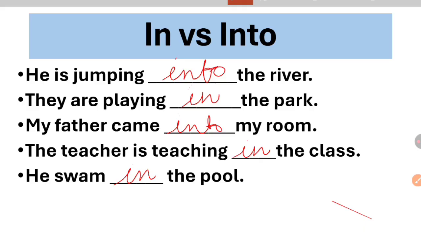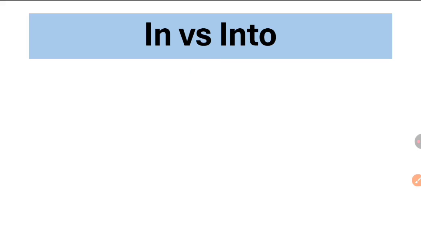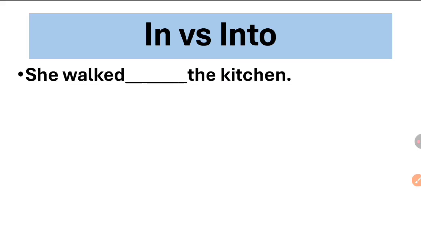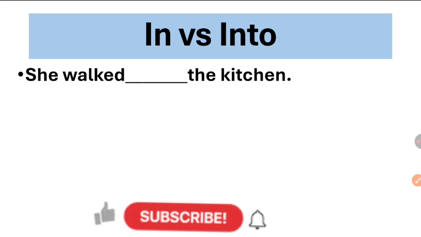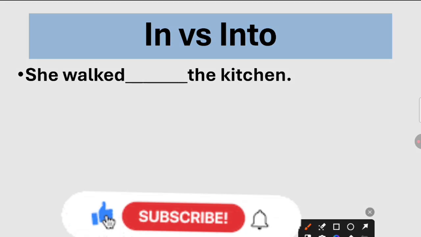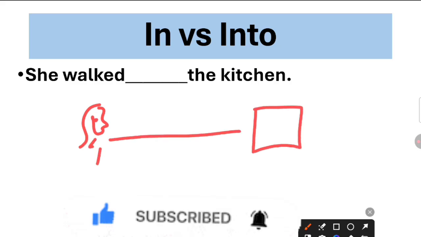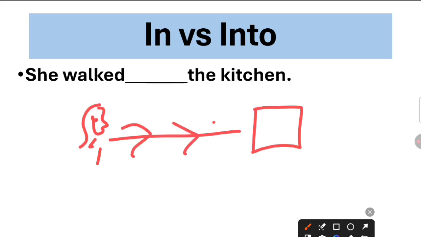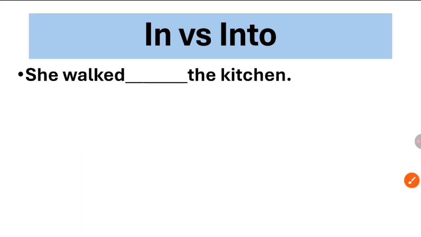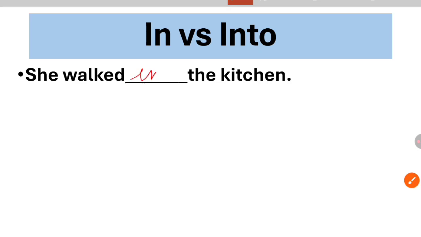Let's take the next sentence. She walked blank the kitchen. So what do you think? She walked in the kitchen or she walked into the kitchen? Again you see whether there is movement or not. Yes, there is a movement. So she walked into the kitchen. So here we see a movement. So that's why the correct answer will be she walked into the kitchen.